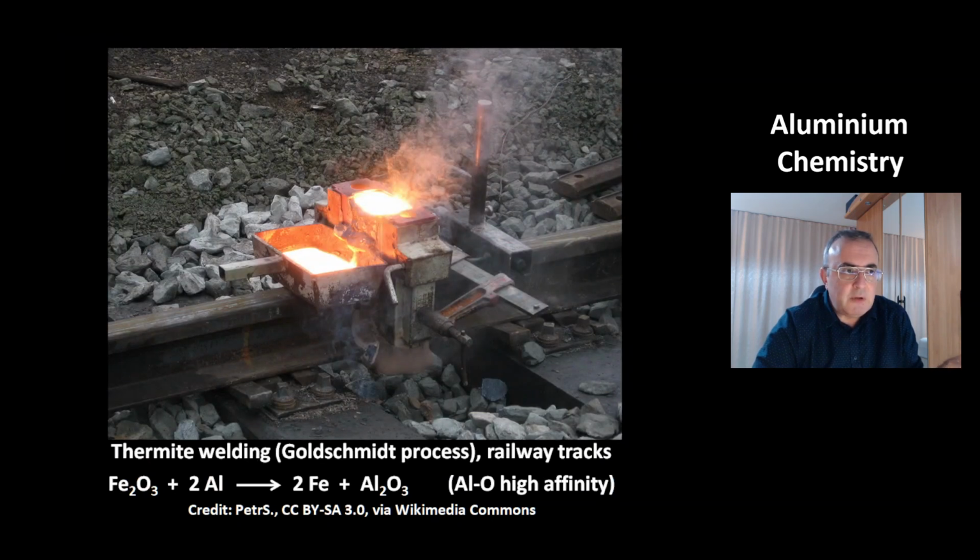This is another use for aluminium. It's thermite welding, a Goldschmidt process. It is used to connect railway tracks. Iron oxide is reduced by aluminium. You get iron and aluminium oxide. Aluminium has a high affinity to oxygen. This reaction is highly exothermic. You have to be very careful, and that's why this works.